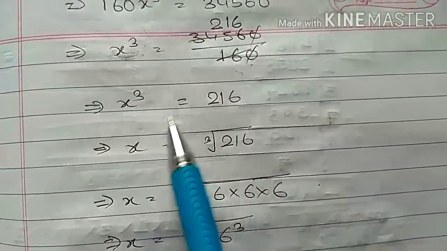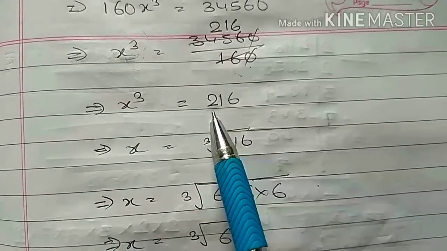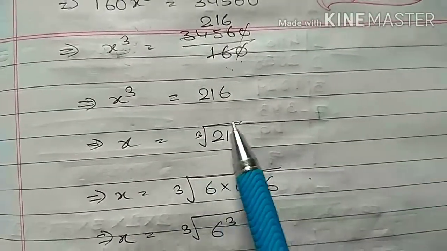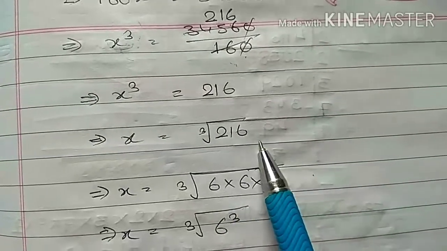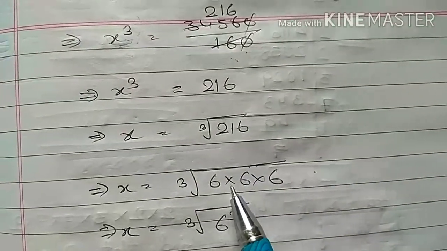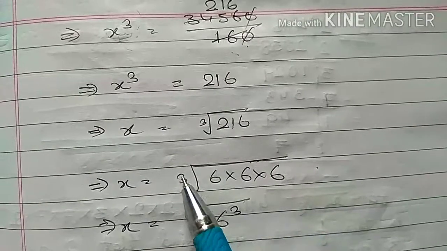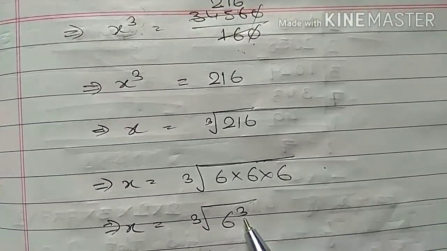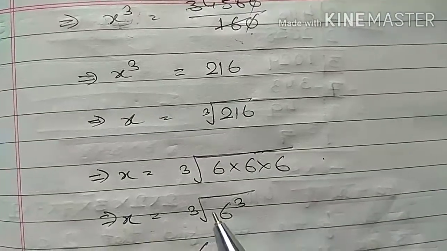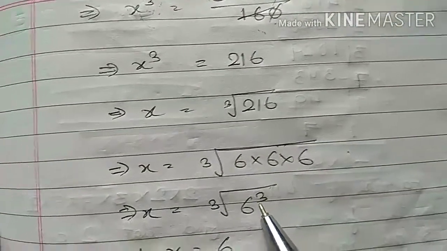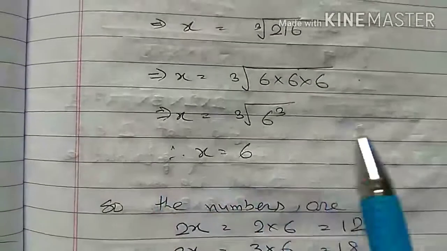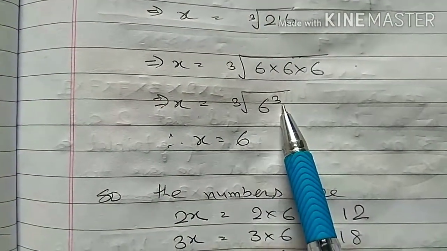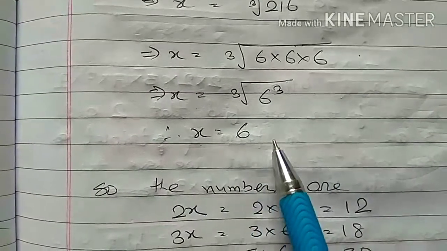So we get x cubed is equal to 216. So x is equal to the cube root of 216. So x is equal to the cube root of 6 into 6 into 6. So it becomes x equal to the cube root of 6 to the power 3. When you remove this root, the power of 3 is also removed. And what will we get? x is equal to 6.